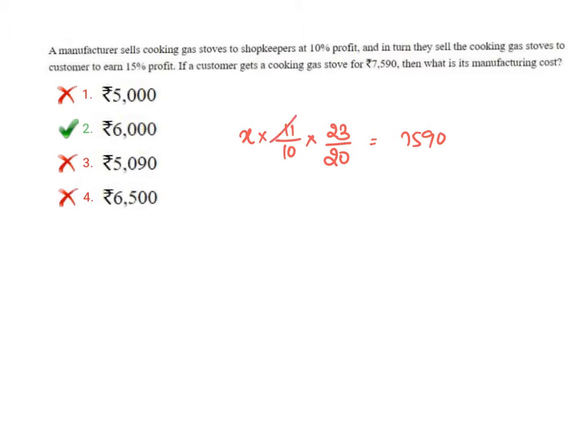Cancel it in the 11 table: 11 6s are, 11 9s are, then 0. 23 1s are, 23 30s are. 30 into 20 is 600. Therefore, it is 6000.